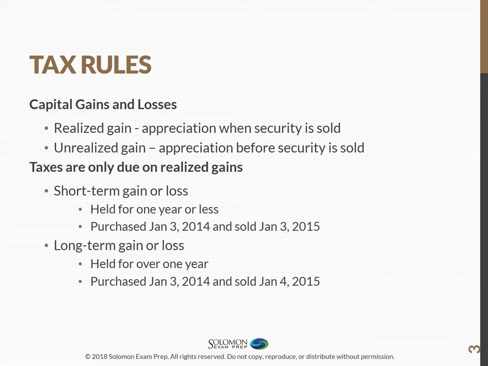Capital gains are either taxed as short-term capital gains or long-term capital gains. Short-term capital gains or losses are for securities that were held for 1 year or less. For example, if you purchased a security on January 3rd, 2014 and sold it on January 3rd, 2015, and your security appreciated in value, your gain would be taxed as a short-term gain, which is usually at your ordinary income level. Long-term capital gains or losses are for securities that were held for more than 1 year.